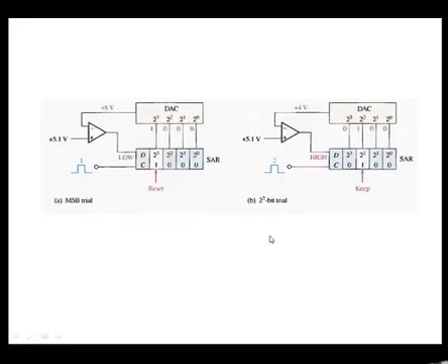Figure B shows the second step with the second bit's trial, that is 2 raised to power 2. The output of the DAC in this case is 4 volts, which is less than 5.1 volts. So the output of the comparator, this one, switches to high, causing this bit to be retained in the SAR. So this bit is retained, and as you can see here, the MSB is 0 or reset.